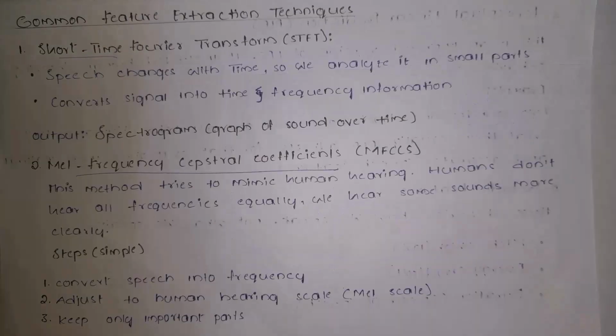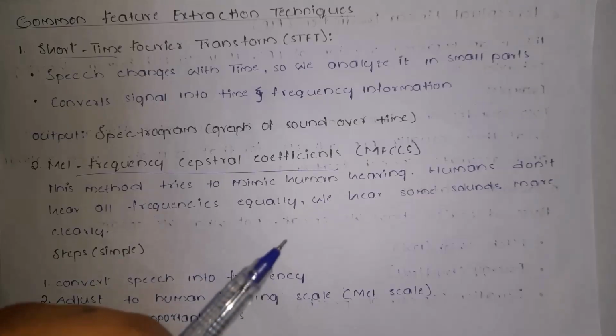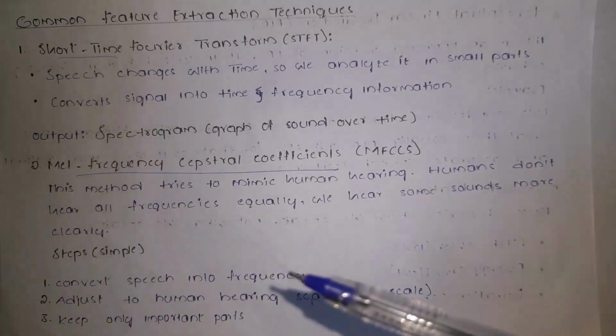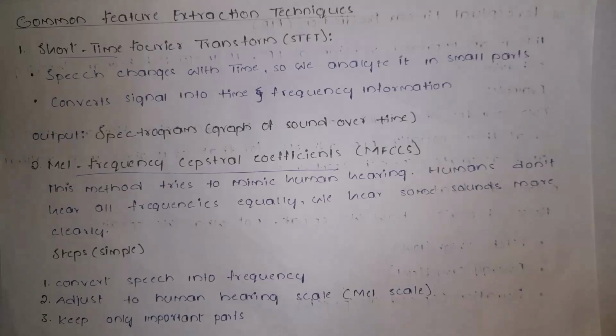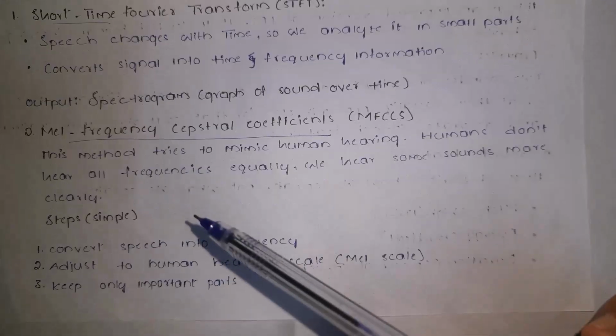The next feature extraction technique is mel frequency cepstral coefficients, shortly called MFCC. Guys, the MFCC technique works just like the human ear. For example, my friend is talking to me. Even though there is a lot of background noise, and so many people talking in the background, I can still hear my friend's voice perfectly. It is because of my ear.